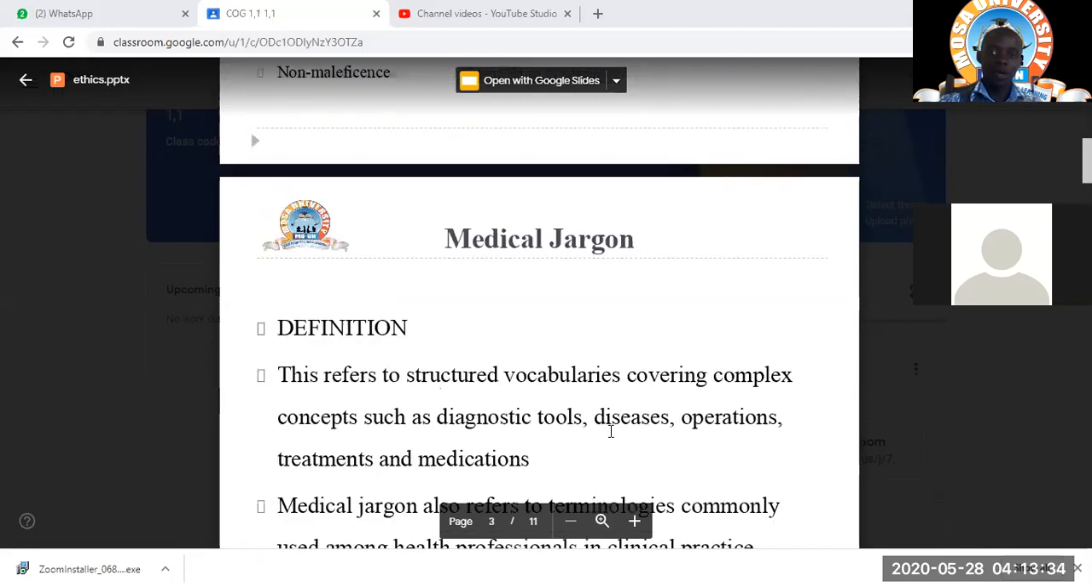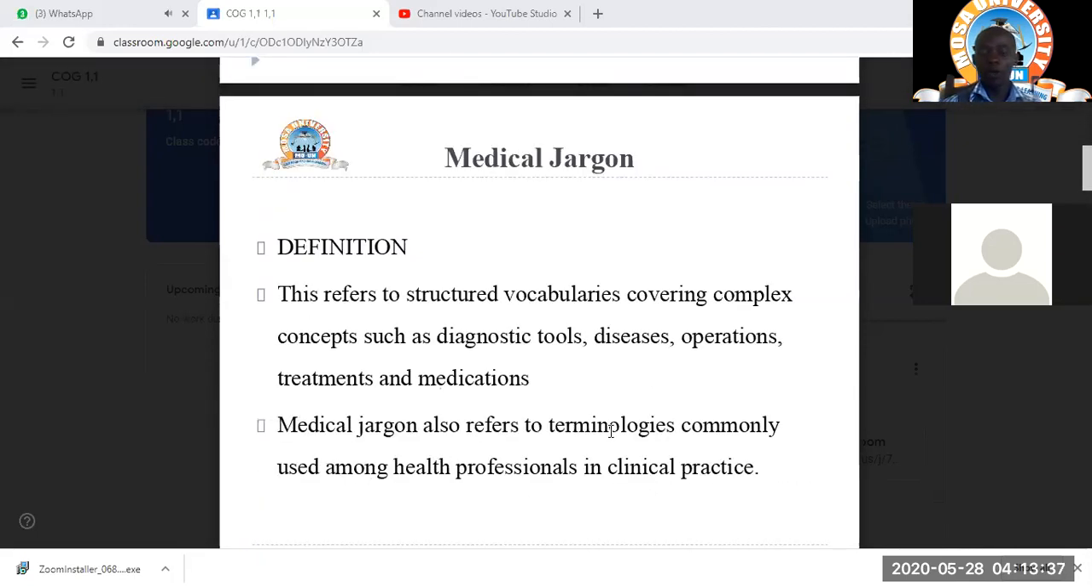Thirdly, today we're going to look at another topic called medical jargon. We're just going to define what medical jargon is so that we can have a basic understanding of what this word refers to or what it means. The definition says medical jargon refers to structured vocabularies covering complex concepts such as diagnostic tools, diseases, operations, treatments, and medications. In other words, medical jargon refers to terminologies commonly used among health professionals in clinical practice.